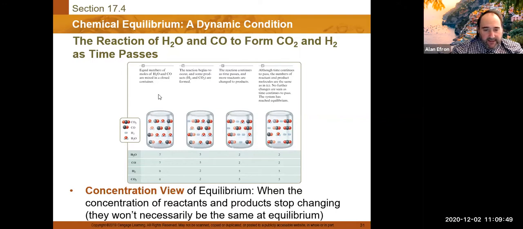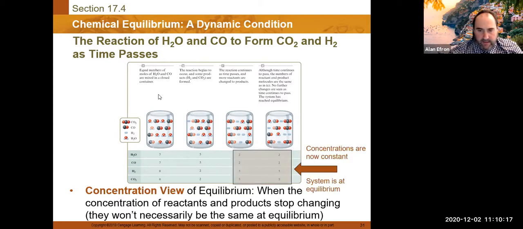Again, here's another picture of what we're talking about. As a reaction of water and CO forms CO2 and H2, as time passes, we see a lot of activity. But at some point, once it reaches that equilibrium, everybody's going to be able to basically maintain where they're at, because it's going back and forth at a pretty good rate at that point. And they're able to maintain that.